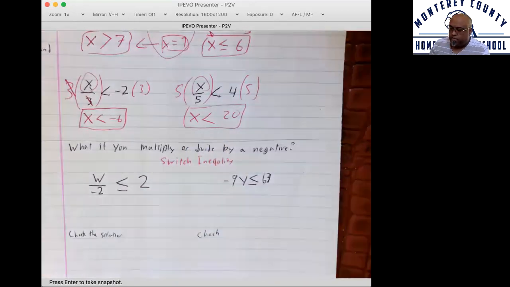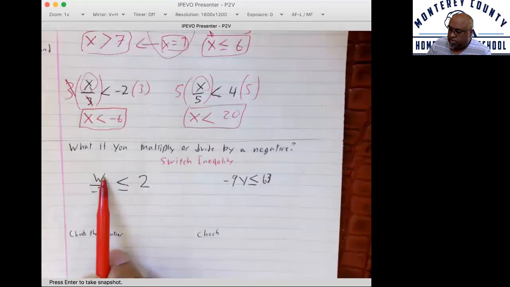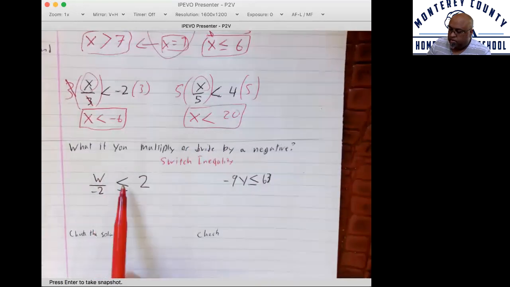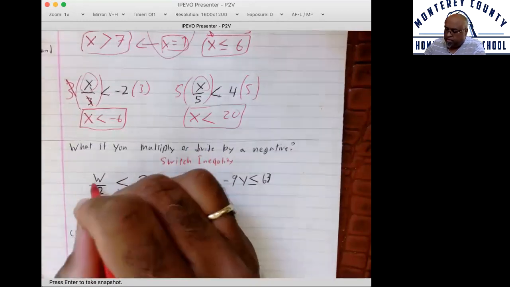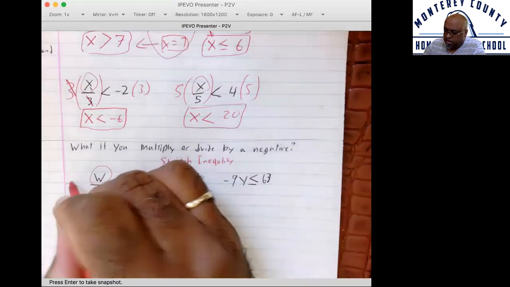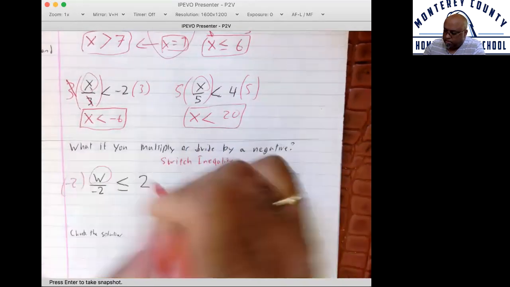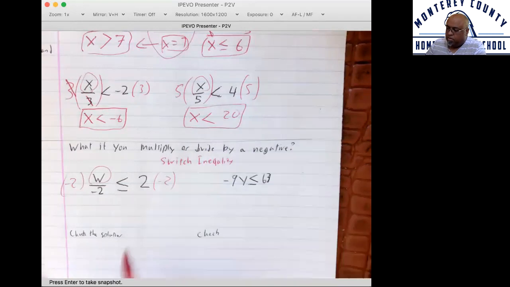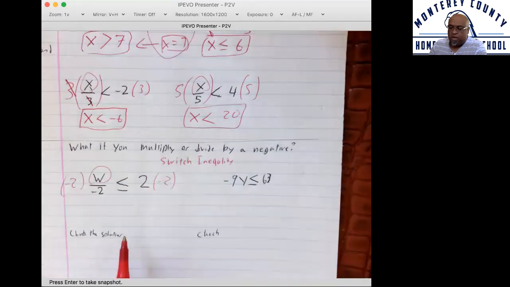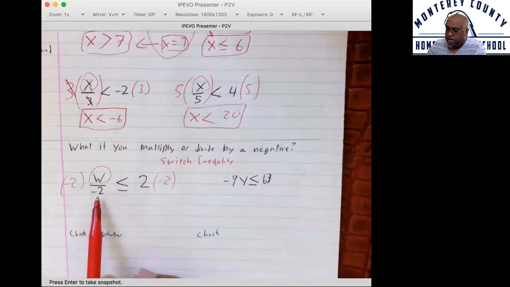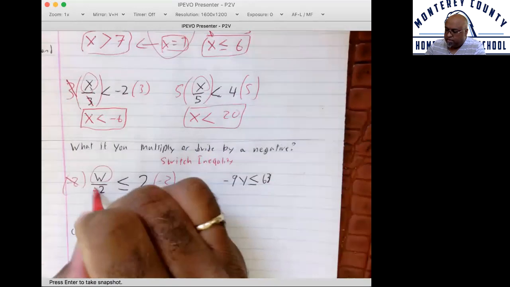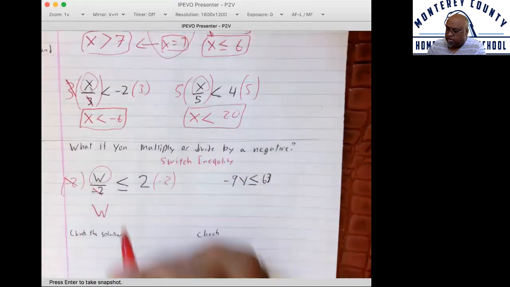Let me demonstrate. So I have w divided by negative 2 is less than or equal to 2. So I want to isolate the variable by applying the opposite operation to both sides of the equation. Now I have negative 2 here, multiply, and I have negative 2 divide. They cancel each other out, leaving me with positive w.